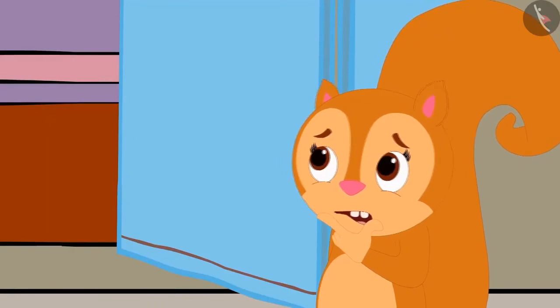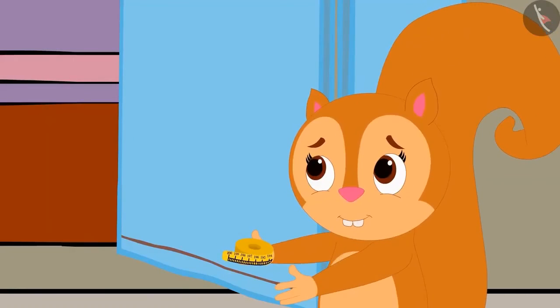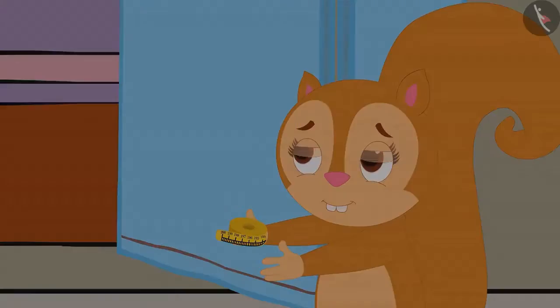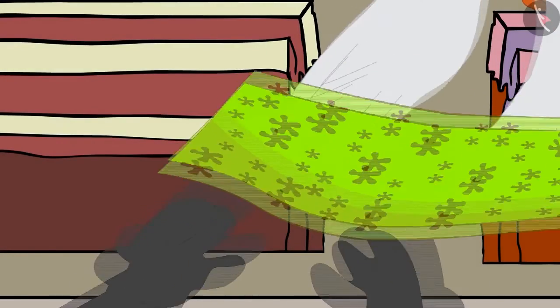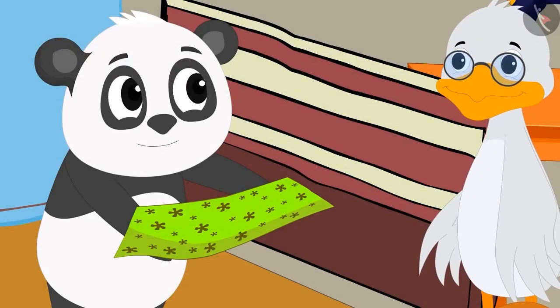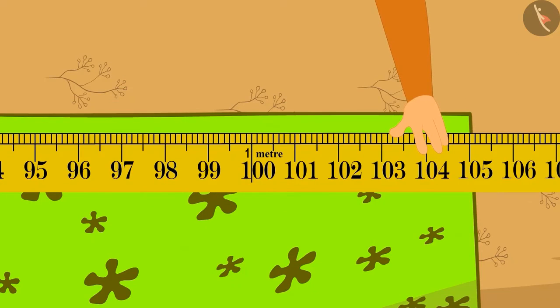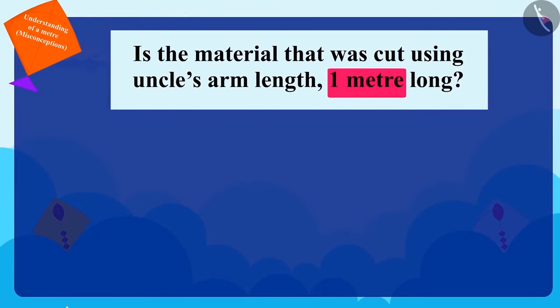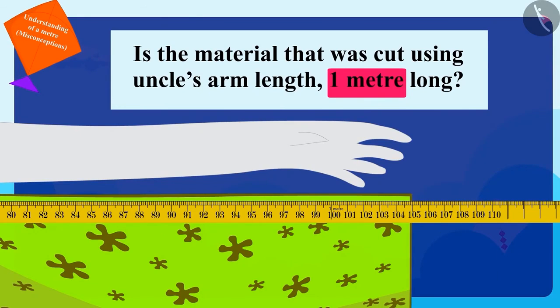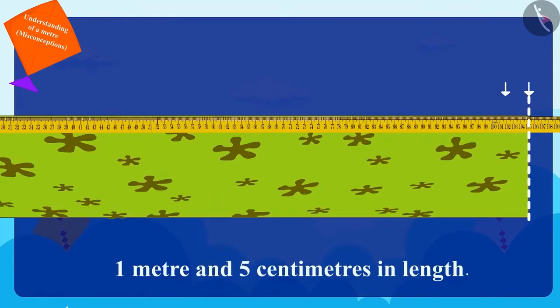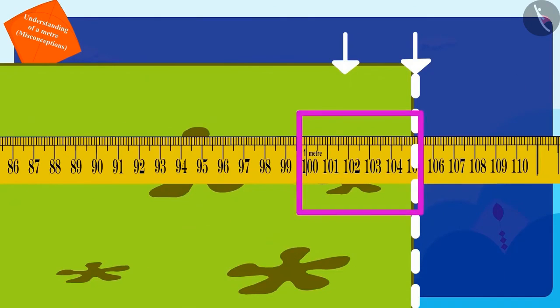Chanda was surprised. Chanda had got her measuring tape along. As soon as uncle cut Golu's material, she took that material from Golu and immediately measured it with her measuring tape. Children, is the material that was cut using uncle's arm length 1 meter long? No. Uncle gave 1 arm long material which is 1 meter and 5 centimeter long.